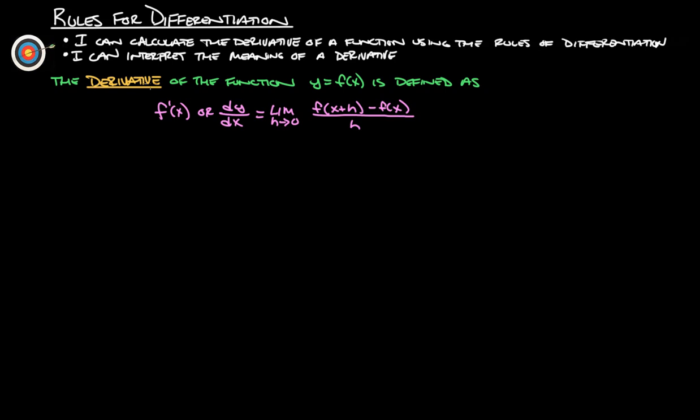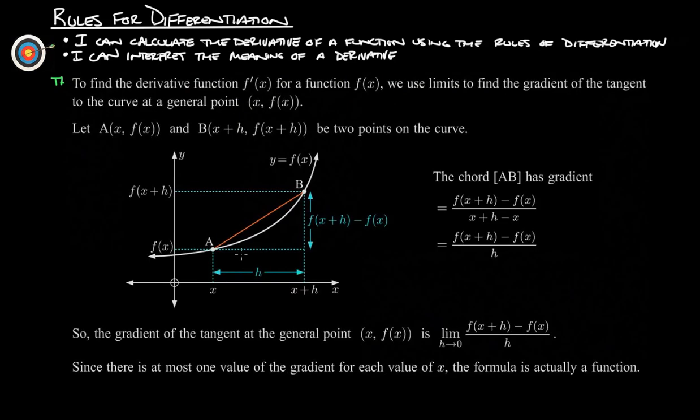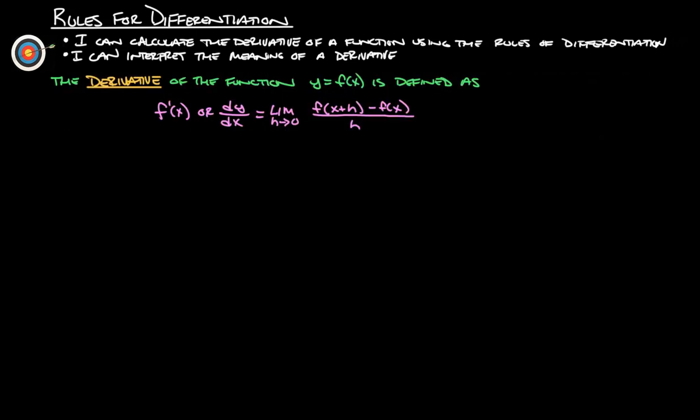Here's the formula. The derivative of the function y equals f of x is defined as f prime of x, or dy over dx. You'll see it sometimes shown as the limit as h approaches 0, because we're trying to get this h as close to 0 as possible. So what's happening to this function as h approaches 0?